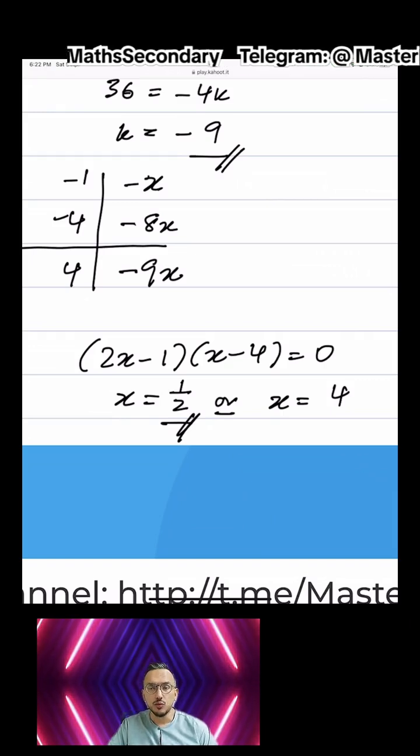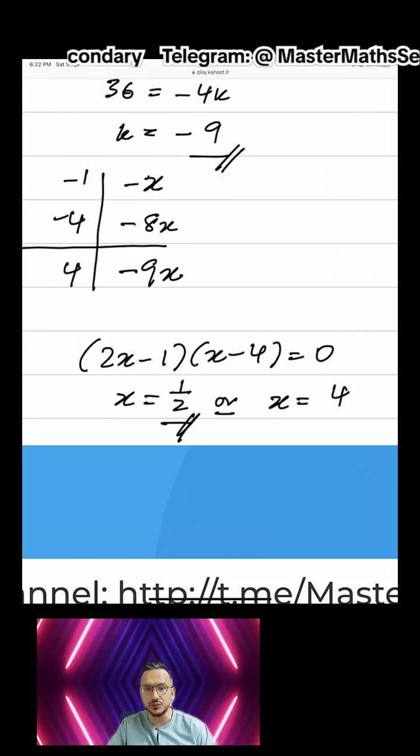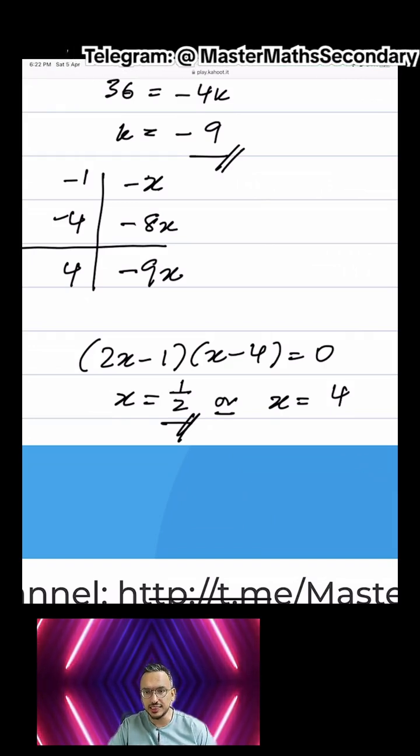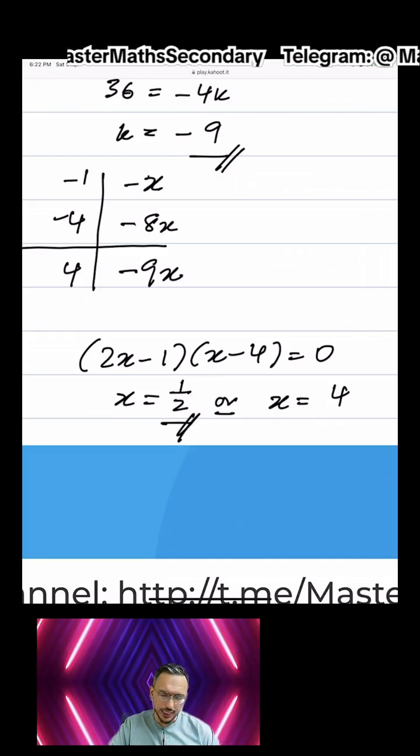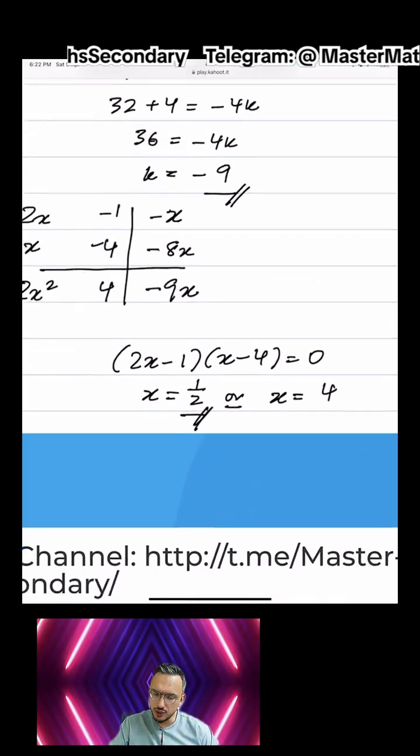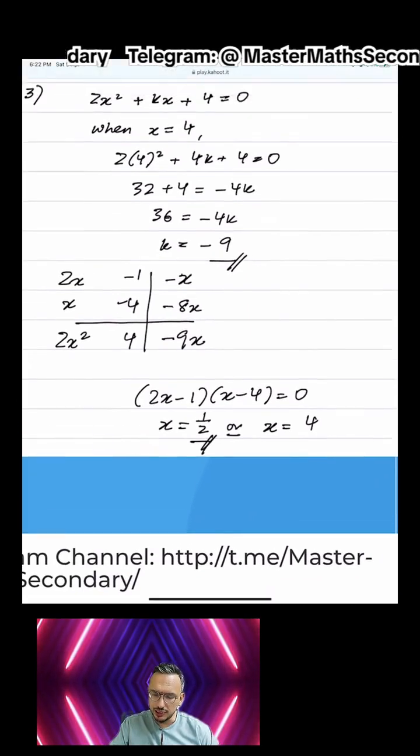Now, what are we interested in? We are interested in the x equals half. So, answer will be k equals negative 9, x equals half.